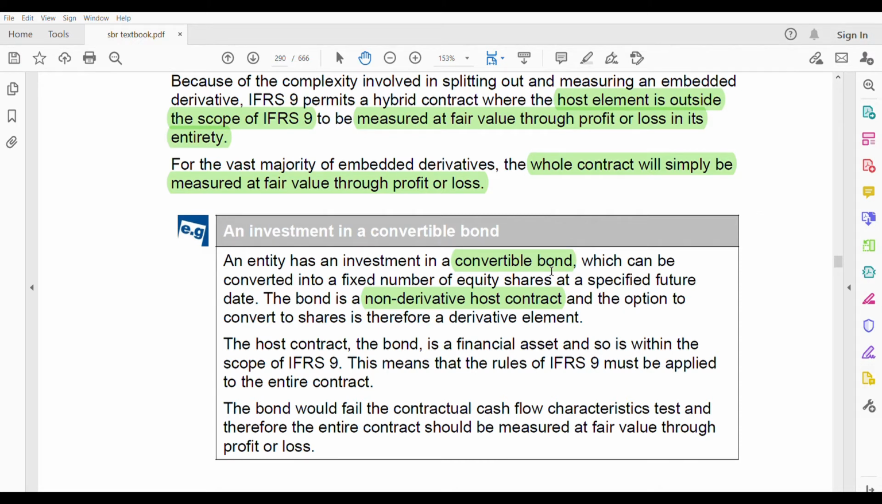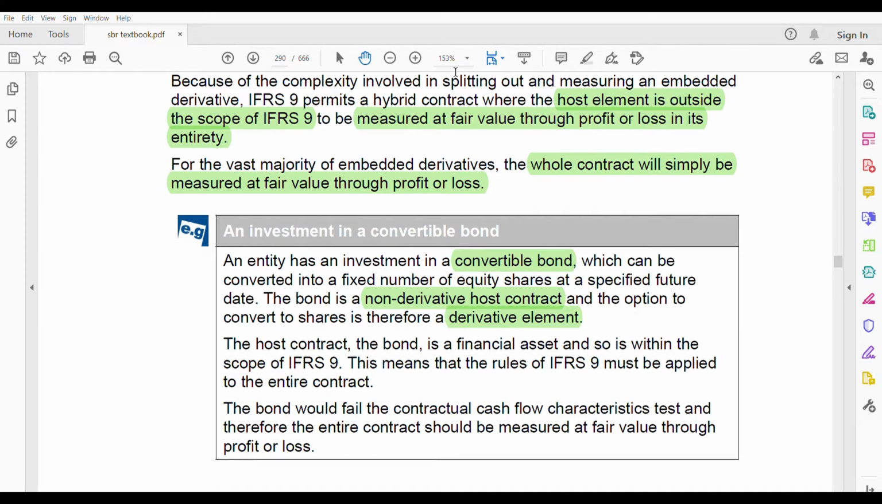Non-derivative host contract. The bond is non-derivative, and the option to convert to shares is therefore a derivative contract. Can you understand now what the meaning of embedded derivative is? This is known as an embedded derivative. You have a derivative and a non-derivative. What is the derivative? The derivative is the option that you can convert to shares in the future. That is the derivative element.